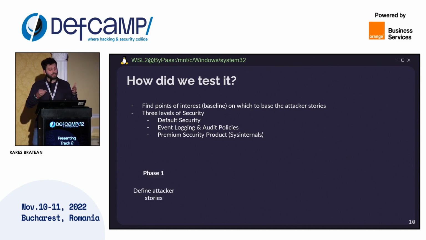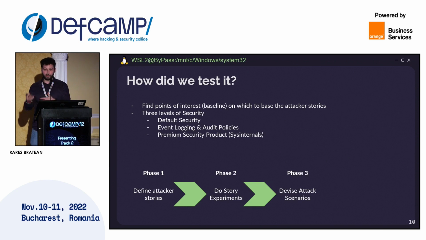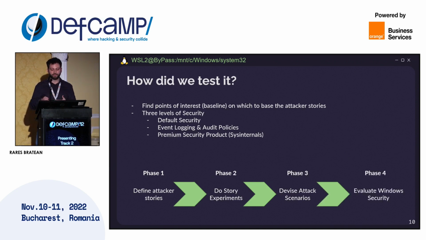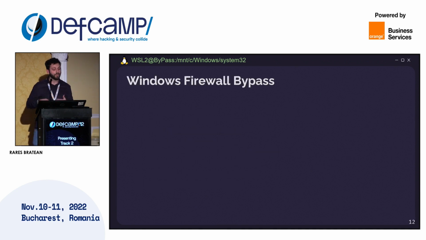To clarify a bit more, in phase 1, we defined the attacker stories. Then we did experiments with the attacker stories. Then we created a real-life scenario, how we could use this, and in the end, evaluated the Windows security. So in the end, we came up with these 8 attacker stories, which we divided into network, processes, resource management, and system components. So the first one is the Windows Firewall bypass.